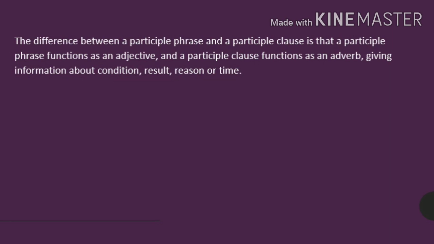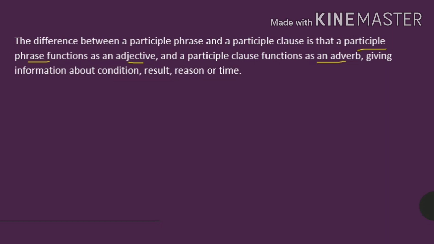What is the difference between a participle phrase and a participle clause? A participle phrase functions as an adjective and a participle clause functions as an adverb. You know already, when we make a sentence using a participle phrase, starting with a participle with ing form or ed or en form, it modifies a noun actually. It gives additional information about the noun. So we call it the adjectival clause, adjectival phrase.